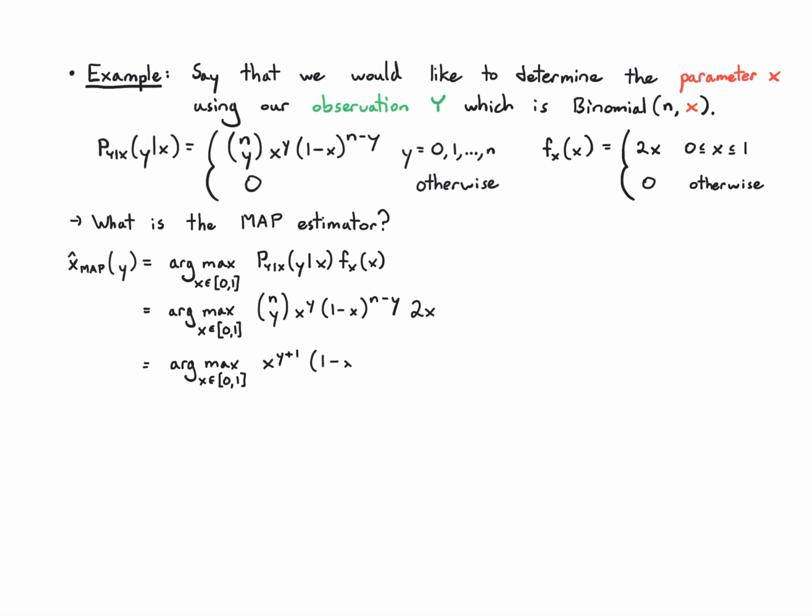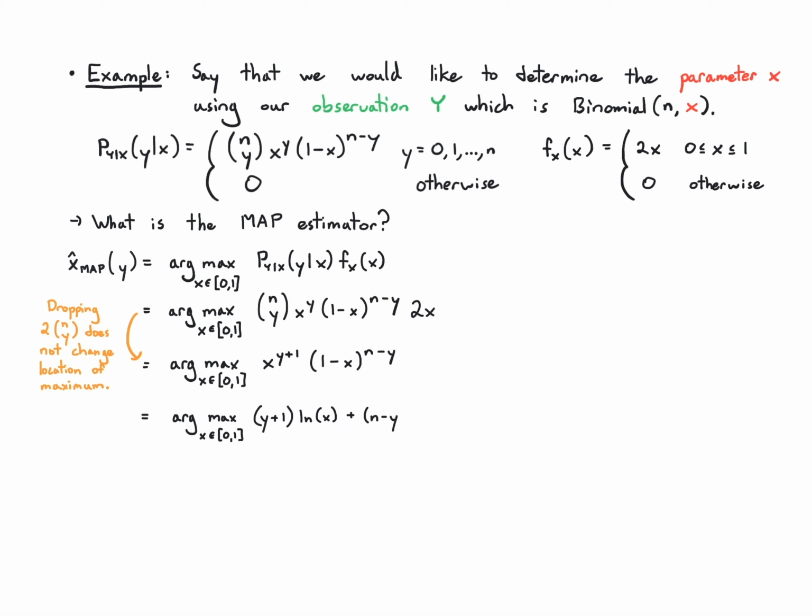Okay, so this whole thing just simplifies to be x to the y plus 1, 1 minus x to the n minus y. And the reason I'm able to do this is that these terms, 2 and n choose y, don't affect the location of the maximum, just the value, and I don't care about the value, I care about the location, the argmax. As before, we're going to take logs. The reason I can take the log is that it's monotonically increasing, so the maximizing value will stay in the same place even though the value will change.